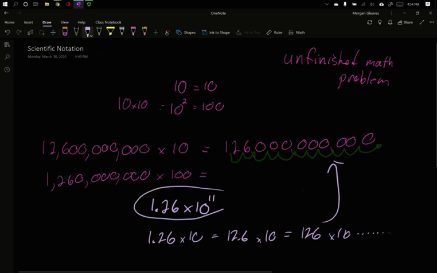This is much smaller to write, though. Instead of all those zeros that are easy to mistake, add an extra, or drop one, there's basically no zeros here at all. Just 1.26 times 10 to the 11. This is the idea of scientific notation. This math problem, if I answer it, indeed gives me 126 billion. But I can just leave it as the unfinished math problem.